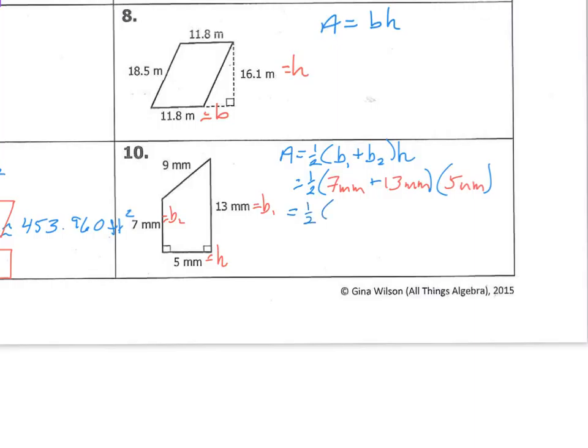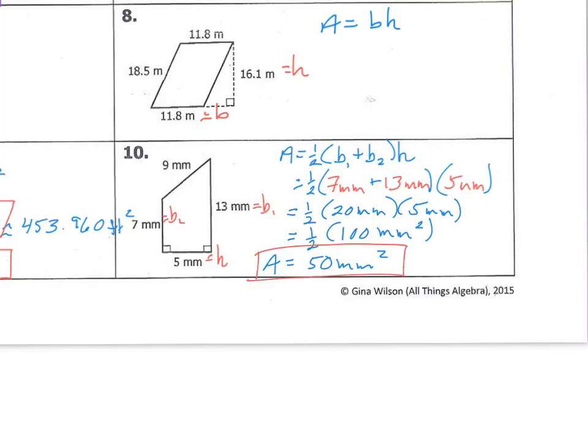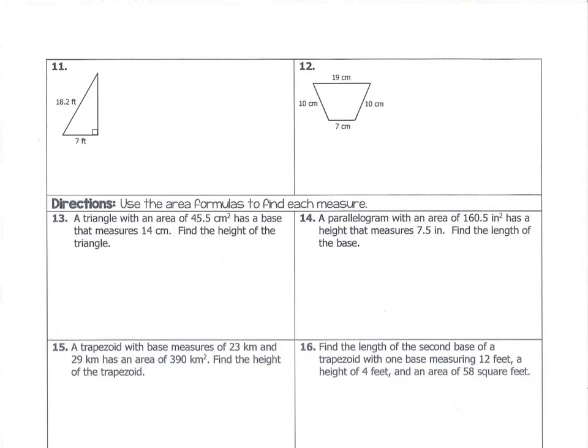So I have 1/2 of 20 millimeters times 5 millimeters. 20 times 5 is 100 millimeters squared. And then half means area is equal to 50 millimeters squared. So they like to turn that kind of upside down on you on purpose. All right, so any issues, problems, or concerns with just basic area formulas? All right, let's look at something a little bit harder. Flip the page.